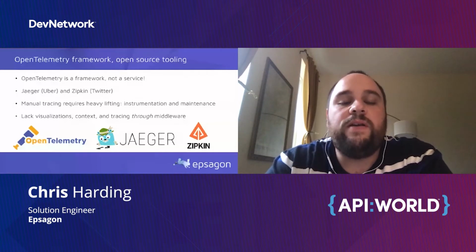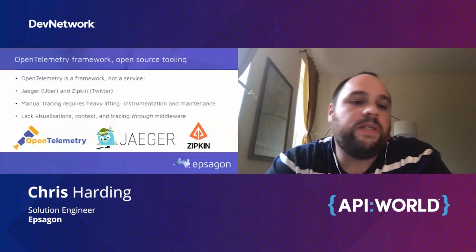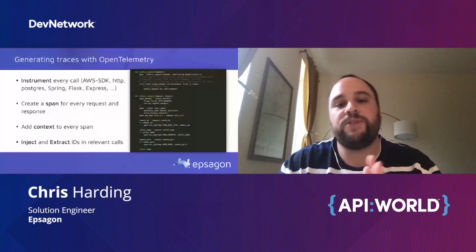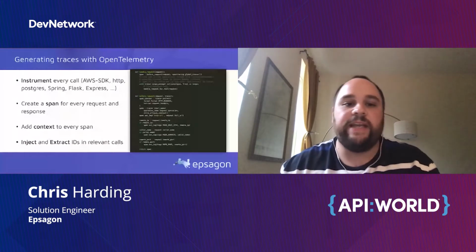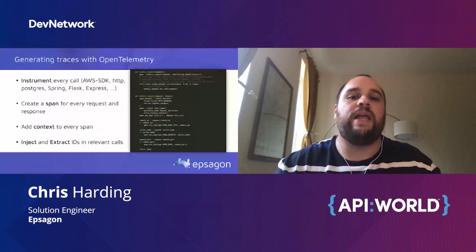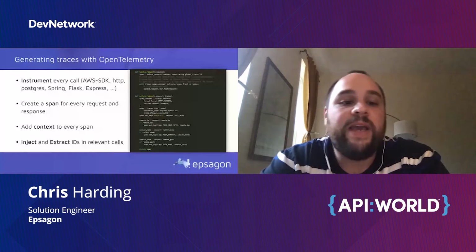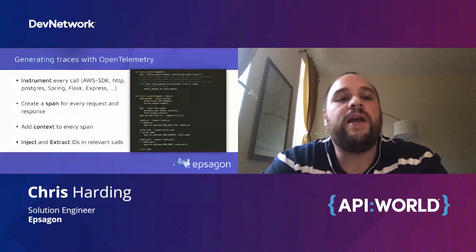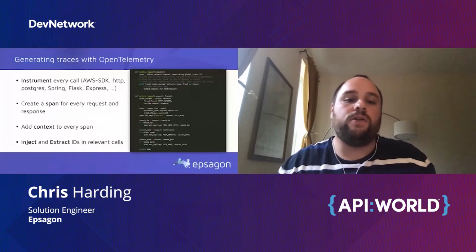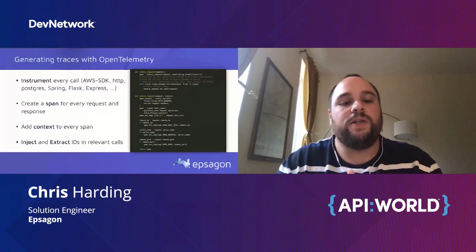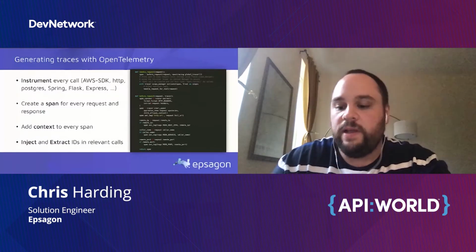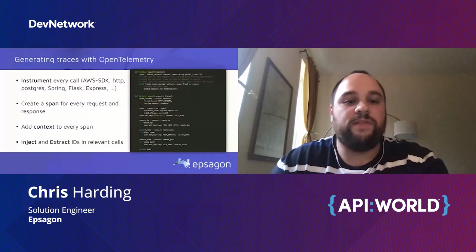Just to give you a little idea of what instrumentation looks like using something like OpenTelemetry, it is going to be a lot of manual code changes, going into every service and instrumenting all of these calls that you want to capture, whether that's AWS SDK, HTTP, Postgres, whatever it is you want to collect as part of that transaction has to be manually instrumented. You have to create those spans for every request and response, add context, right? If you want payload information, you have to include it and manually code that in. And then you also have to inject and extract IDs in all of these calls to help stitch things back together after all of those transactions and requests have finished.